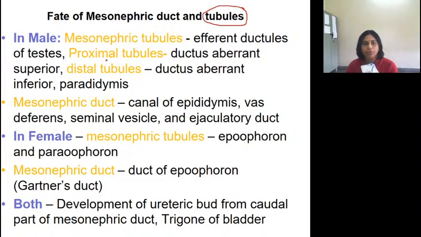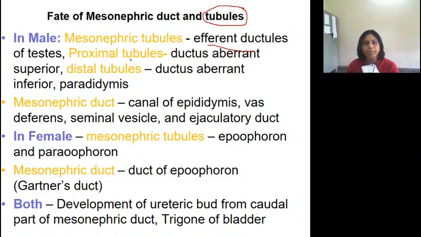In the testis, if you remember the structure of the male reproductive system, you see the seminiferous tubules, which form the rete testis, and from the rete testis you see the different ductules, and all these efferent ductules will join to form the epididymis. Here these efferent ductules are derived from the mesonephric tubules. Only some part of the mesonephric tubules will give rise to the efferent ductules, and then the rest of that.